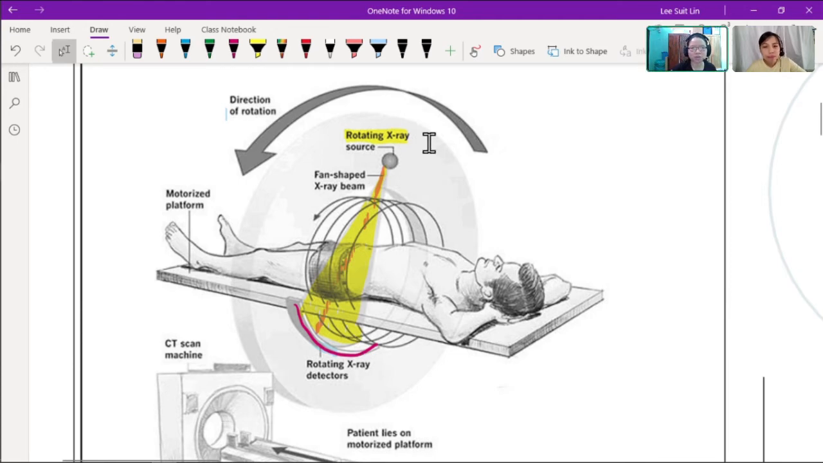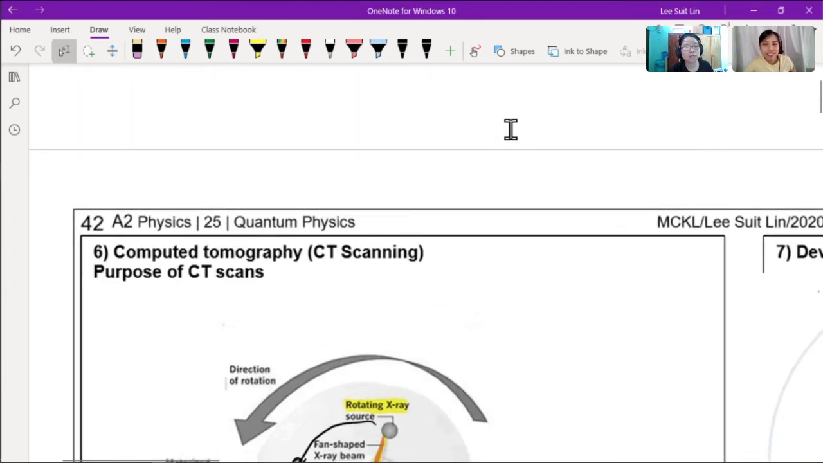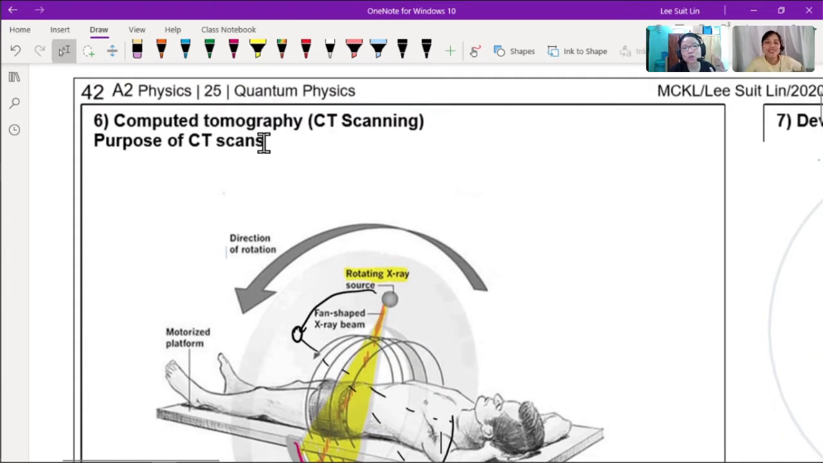And then this rotating X-ray will then maybe rotate here, and then the detector will now be here. And then they will take another image, another fan-shaped image. So there's many, many rotations. Every rotation, we will take a reading, rotate, take a reading, rotate, take a reading. And we put all of this together inside a computer to create that 3D image that you see just now. So we actually need computers to help us. That's why it's computed tomography, CT scan. Okay?